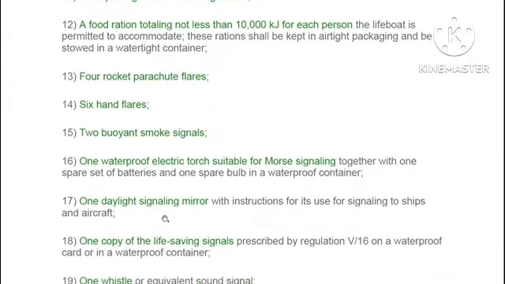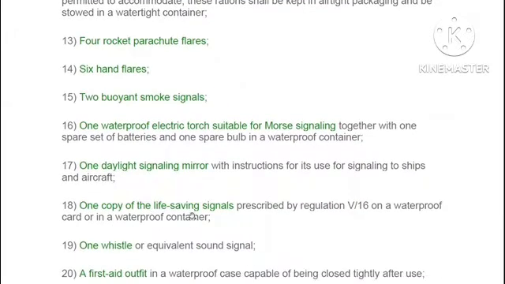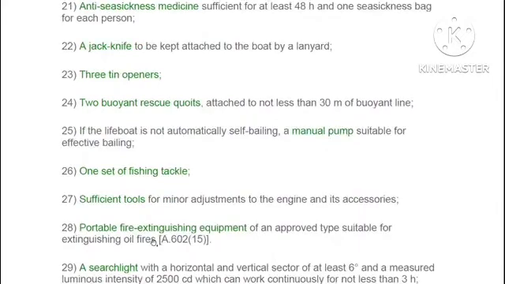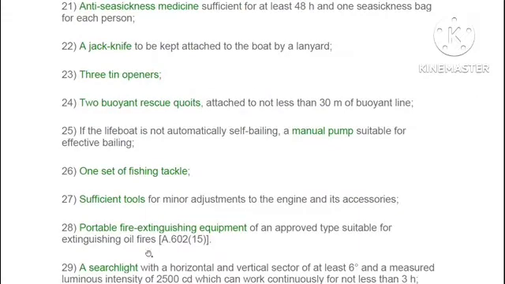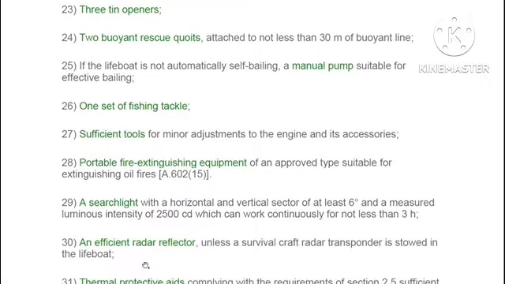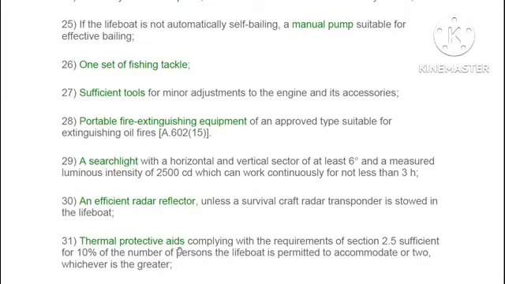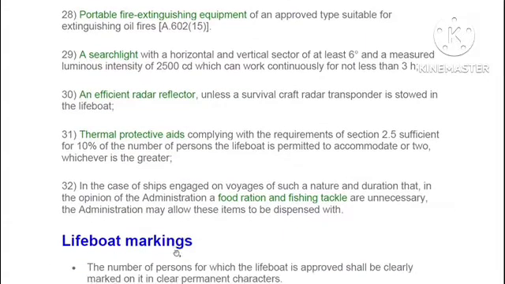1 daylight signaling mirror, 1 copy of life-saving signals, 1 vessel, a first aid outfit, anti-seasickness medicine, a jackknife, 3 tin openers, 2 buoyant rescue coats, a manual pump, 1 set of fishing tackles, so you can do fishing as well, sufficient tools, portable fire extinguisher equipment, a searchlight, an efficient radar reflector, thermal protective aids, TPAs, you're aware of, food ration and fishing tackles.